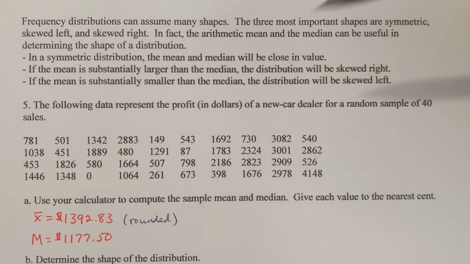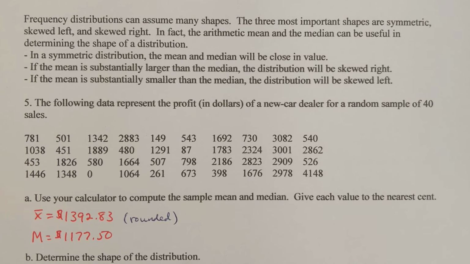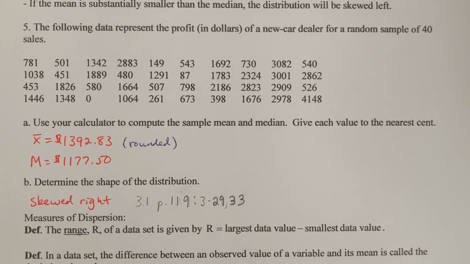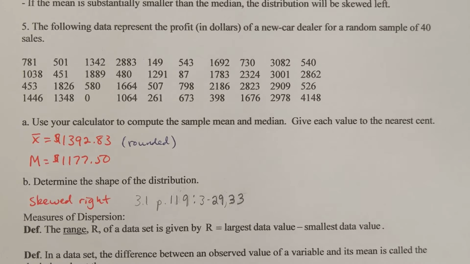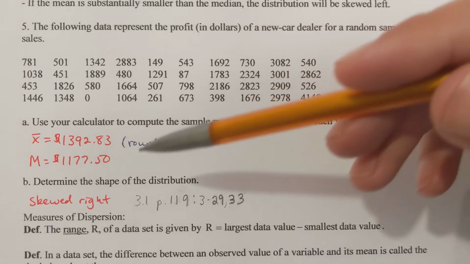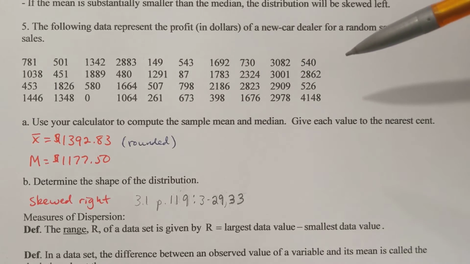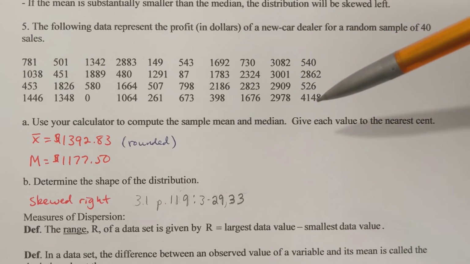Okay, so let's take a look at this here. In problem 5, the following data represent the profit, which is in dollars, of a new car dealer for a random sample of 40 cars, 40 sales. Okay, so in part A, I need to use the calculator to compute the sample mean and median. Okay, and we'll give each value to the nearest cent. By the way, we're working with money, right? So there shouldn't be any question about rounding. So you go nearest cent.